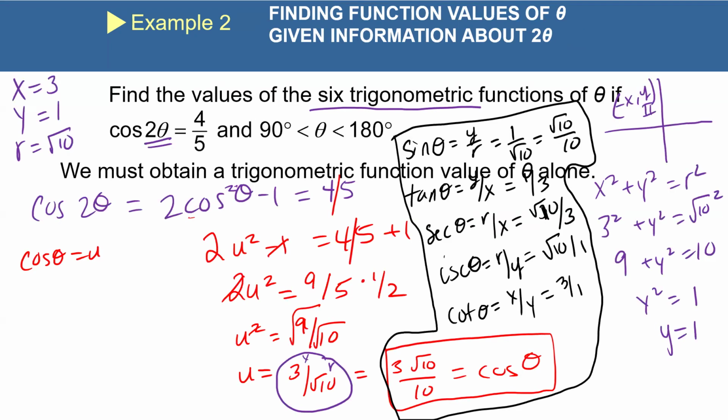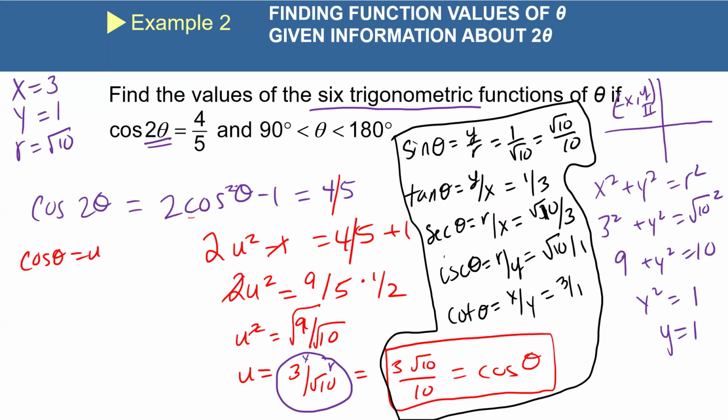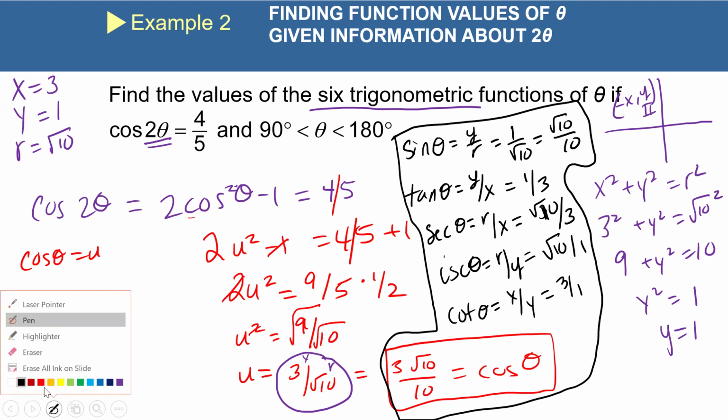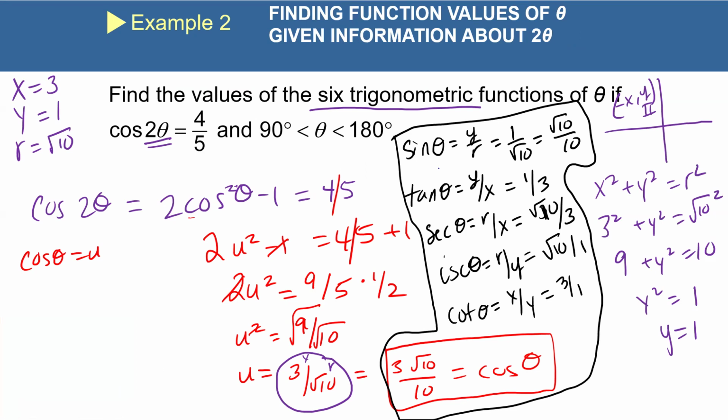Oh, I forgot to point out what's negative and what's positive. I knew I was forgetting a step. If I'm in quadrant 2, so everything is negative except what? Sine and cosecant. So I've got to put my negatives. You're negative, you're negative, you're negative. But cosine is also negative. The only thing in quadrant 2 that's positive is sine and cosecant.